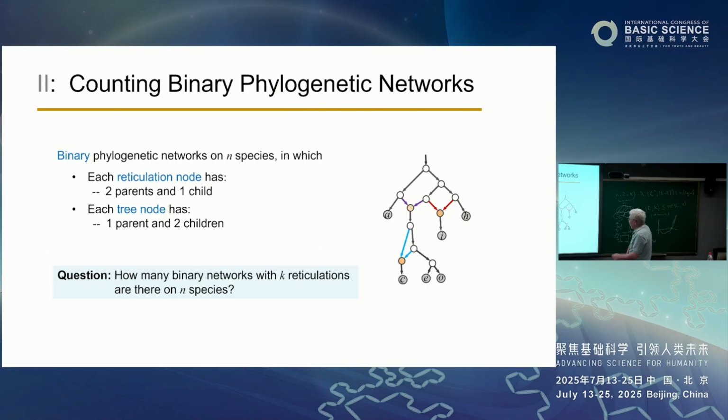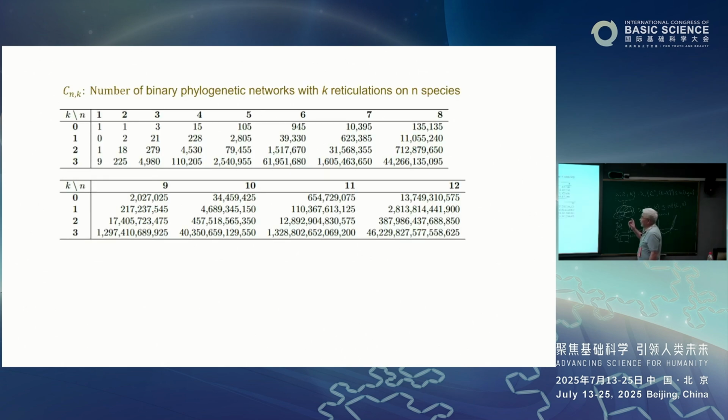In species, so this network has 6 species, 6 leaves, and 3 reticulations. Here are the numbers for small k, small n. The numbers in the first row are the number of binary phylogenetic trees. There are no reticulation nodes there.